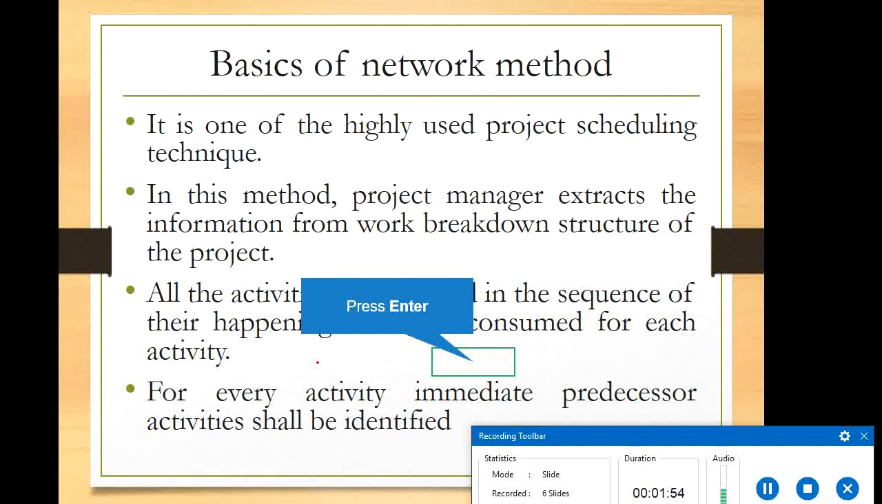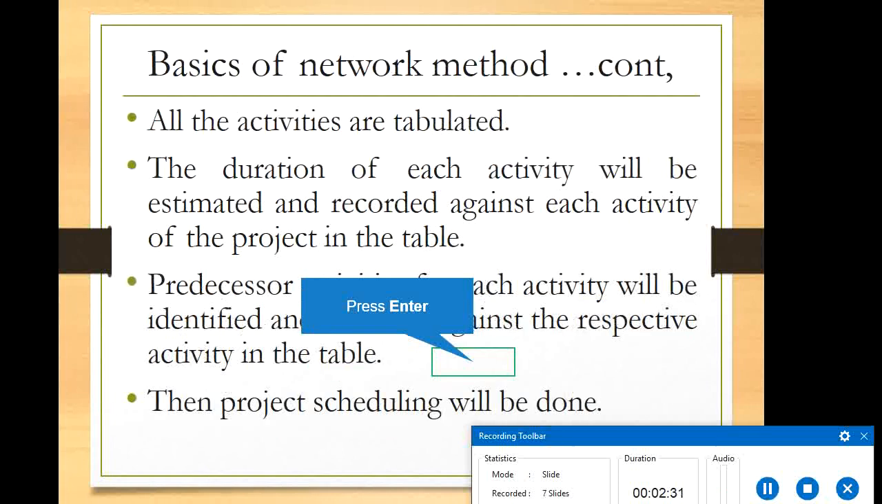For every activity, immediate predecessor activities shall be identified. That is very important: immediate predecessors. Predecessor means the previous activity, to be identified to know whether to commence the next activity or not. All the activities are tabulated. You must prepare a table from the work breakdown structure. The duration of each activity will be estimated and recorded against each activity of the project in the table.